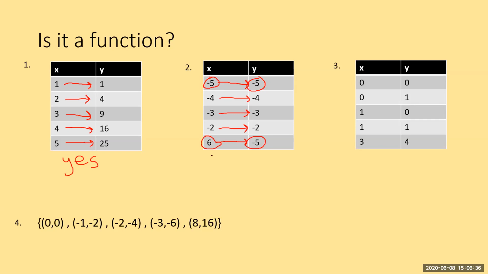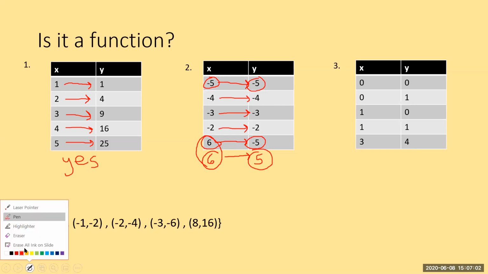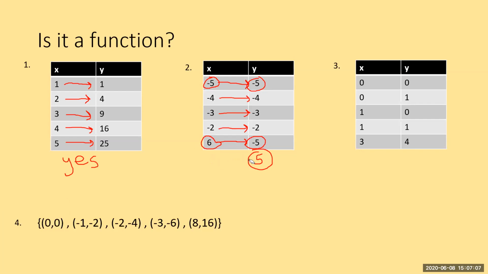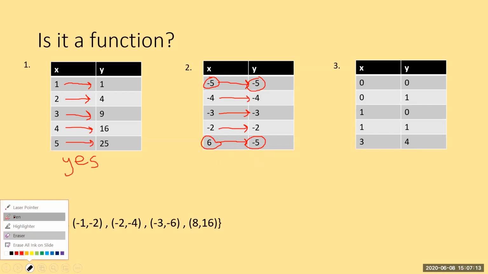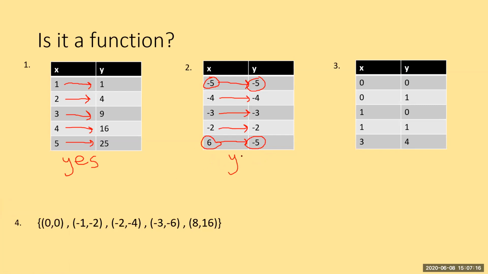If I added another line to this table, let's say I added another line like this. So now 6 is going with -5, but it's also going with +5. Now this is no longer a function. So if I get rid of that, if I get rid of my extra stuff here, then this table, as it's written, does show us a function. So we would say, yes, this is a function.